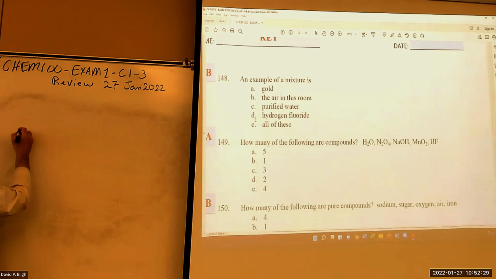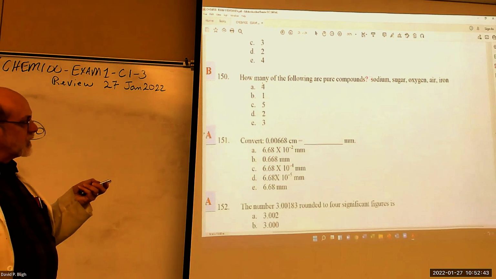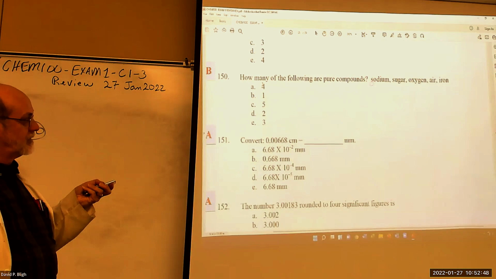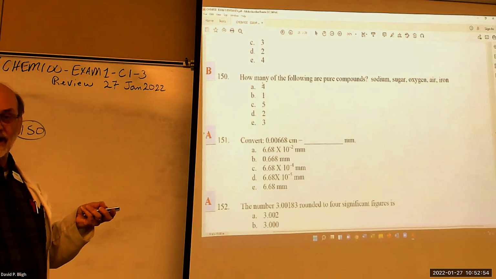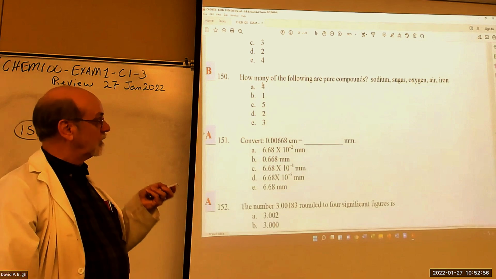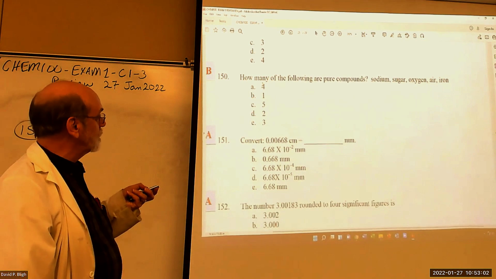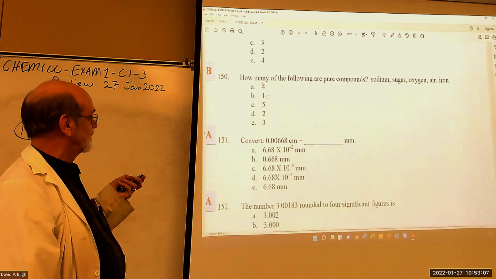150. Let's see, I'm going to have to scroll that one. How many of the following are pure compounds? Okay, now we're just giving names. Sodium, you can find that one on the periodic table. That's an element, not a compound. Oxygen is an element, it's not a compound. Iron's an element, not a compound. Air is not a compound. It's a mixture of elements. The only one that is a pure compound is sugar. Right. So there's only one of them.